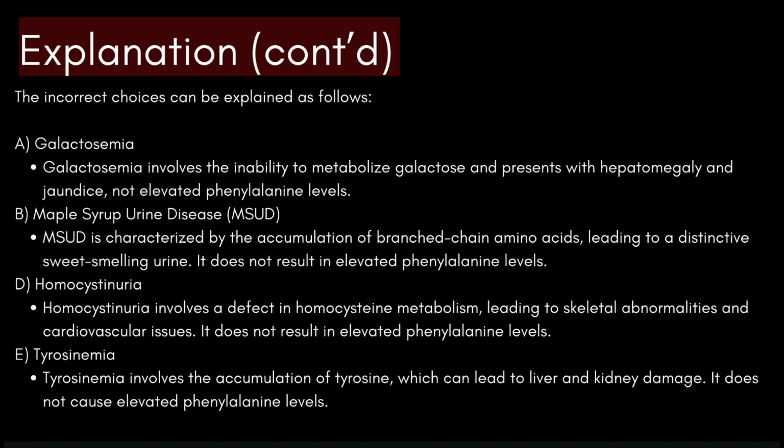Homocystinuria involves a defect in homocysteine metabolism leading to skeletal abnormalities and cardiovascular issues. It does not result in elevated phenylalanine levels. Tyrosinemia involves the accumulation of tyrosine, which can lead to liver and kidney damage. It does not cause elevated phenylalanine levels.